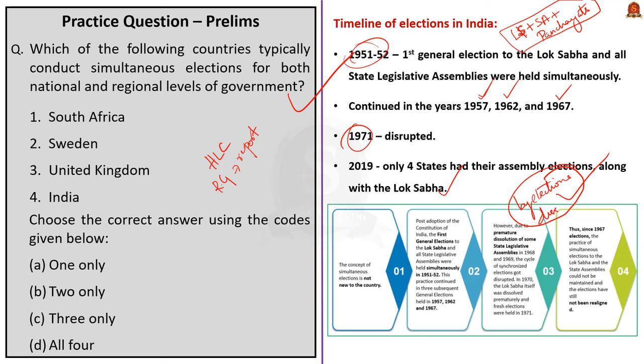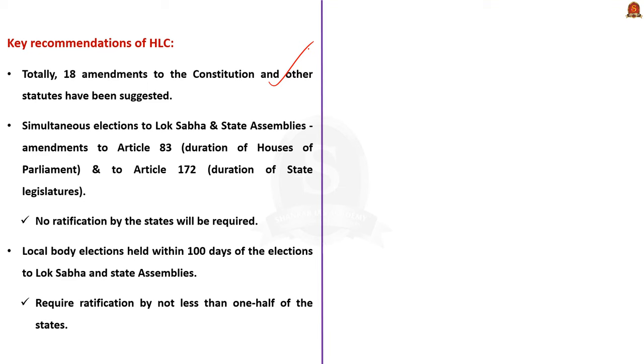Now, let us see about some of the key recommendations of the high-level committee. Totally 18 amendments to the constitution and other statutes have been suggested. In the first step, simultaneous elections will be held to Lok Sabha and state assemblies. To achieve synchronization at the first step, the government should take a one-time step where they pick a specific day after a Lok Sabha election. After this date, the terms of all state assemblies that have elections will end along with parliament's term. To effect these changes, the panel has suggested amendment to Article 83, which is about the duration of Houses of Parliament, and Article 172, which is about duration of state legislature of the constitution. For this, no ratification by the states will be required for the constitutional amendment.